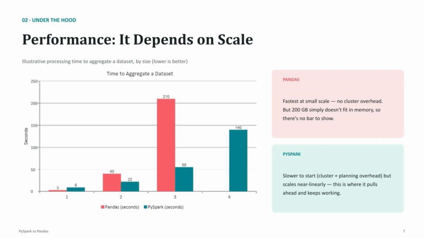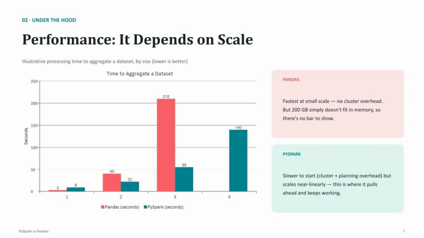First, Pandas wins here. At 10 gigabytes, they're getting closer: 40 seconds for Pandas versus 22 for Spark. Spark's already pulling ahead. At 50 gigabytes, it's not close anymore. Pandas takes 210 seconds, more than 3.5 minutes, while Spark finishes in under a minute.